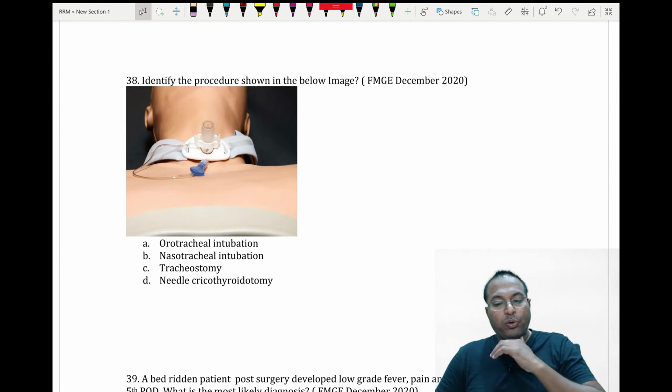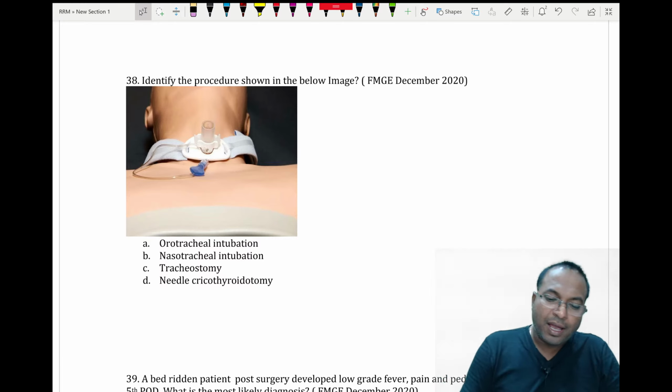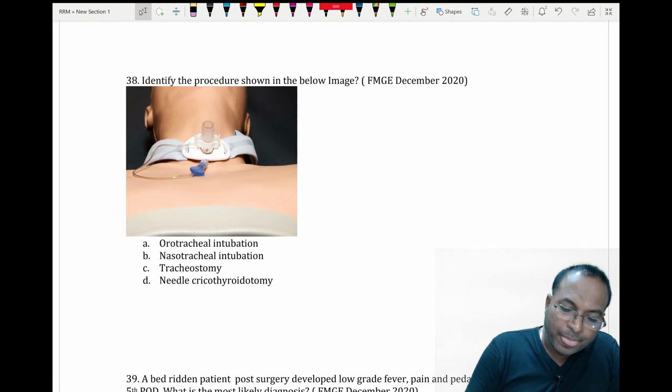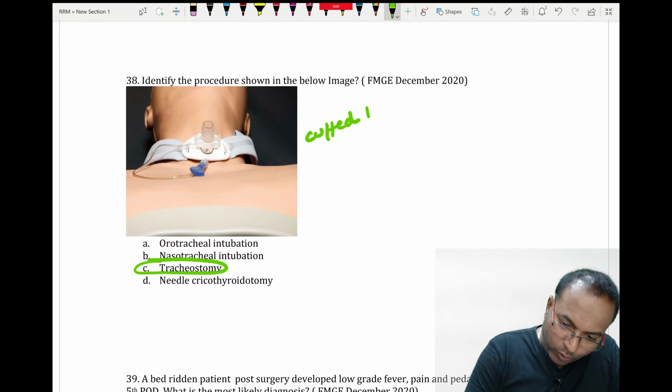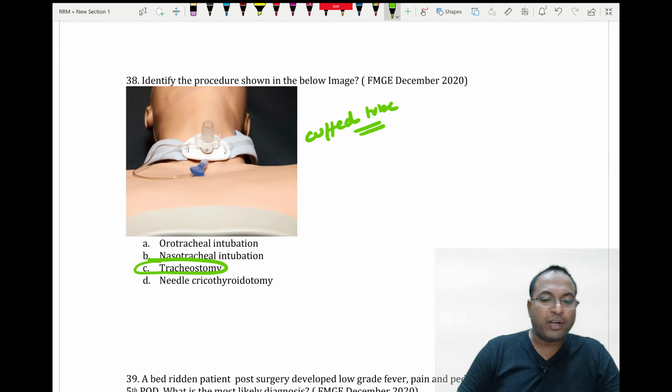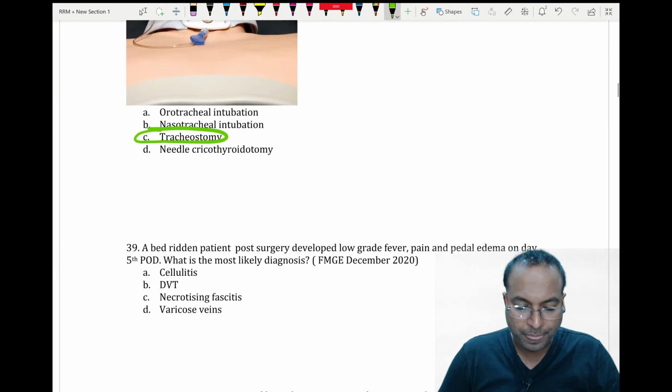So FMG December 2020 was one of the easiest papers I have seen. Identify the procedure shown here. It is tracheostomy. So this is a simple tracheostomy. The tube put inside is a cuffed tube. It's a cuffed tracheostomy tube shown here in the image.